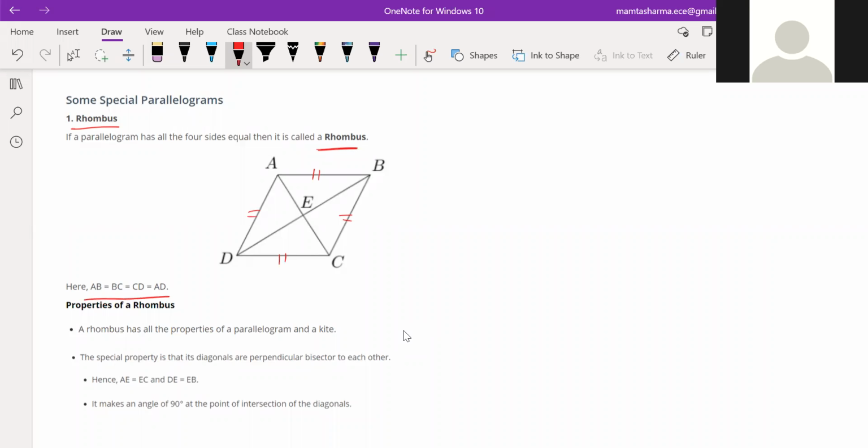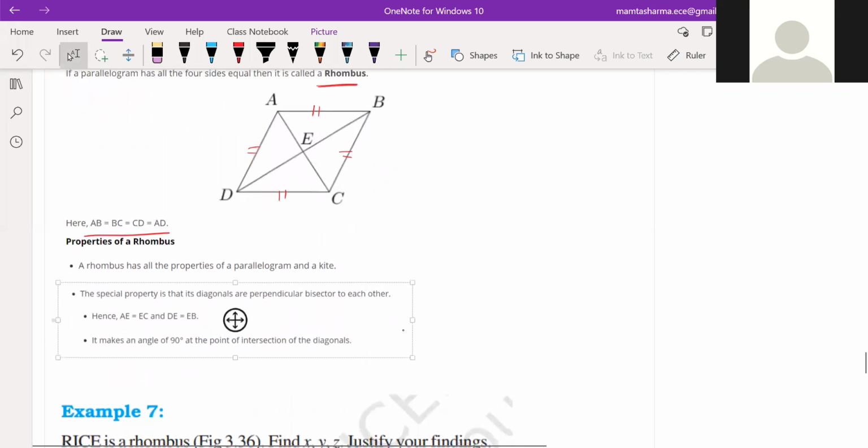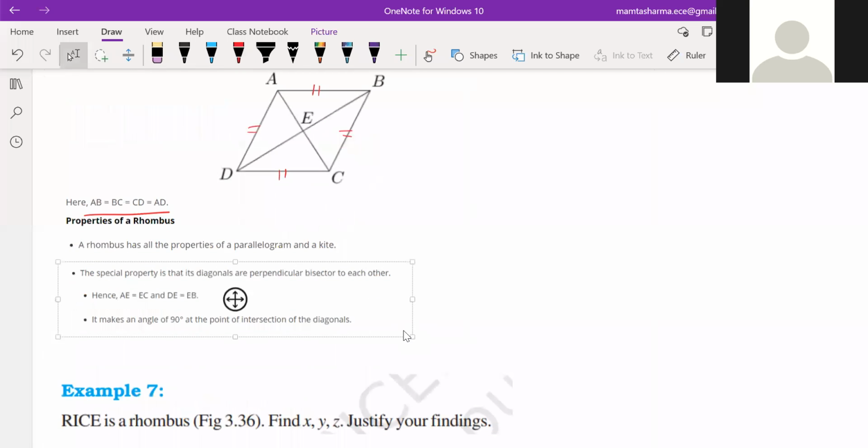So AB equals BC equals CD equals AD. All side lengths will be equal. Now, other than this property, the rhombus has all the properties of a parallelogram and a kite.